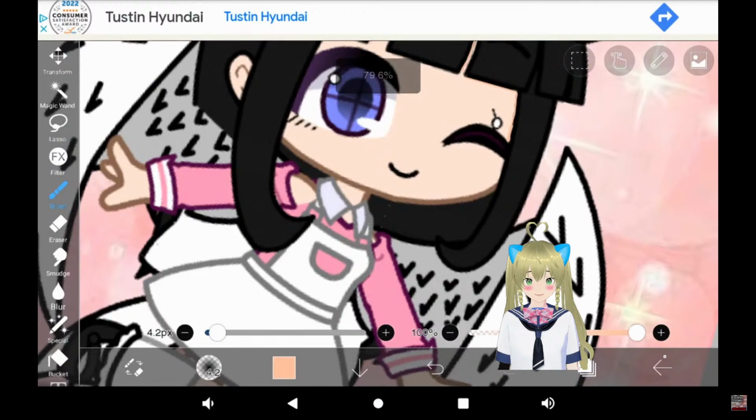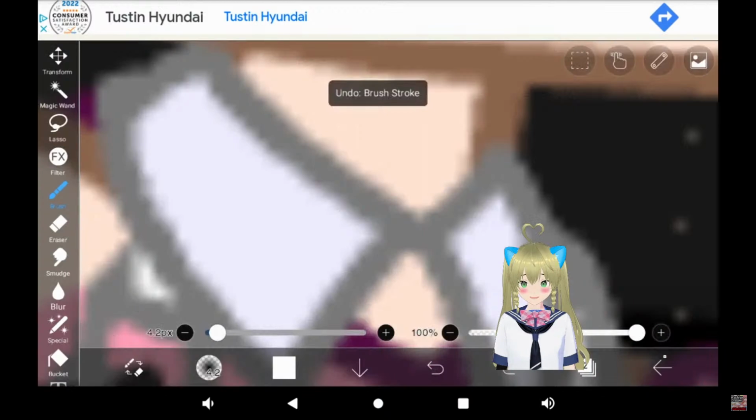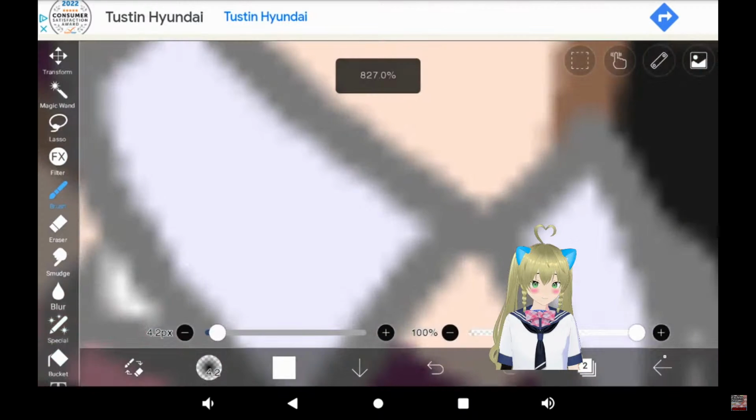But I'm not saying that Ibis Paint did a bad job on the bucket, but at least Ibis Paint did a great job on this app, of adding the bucket from it.